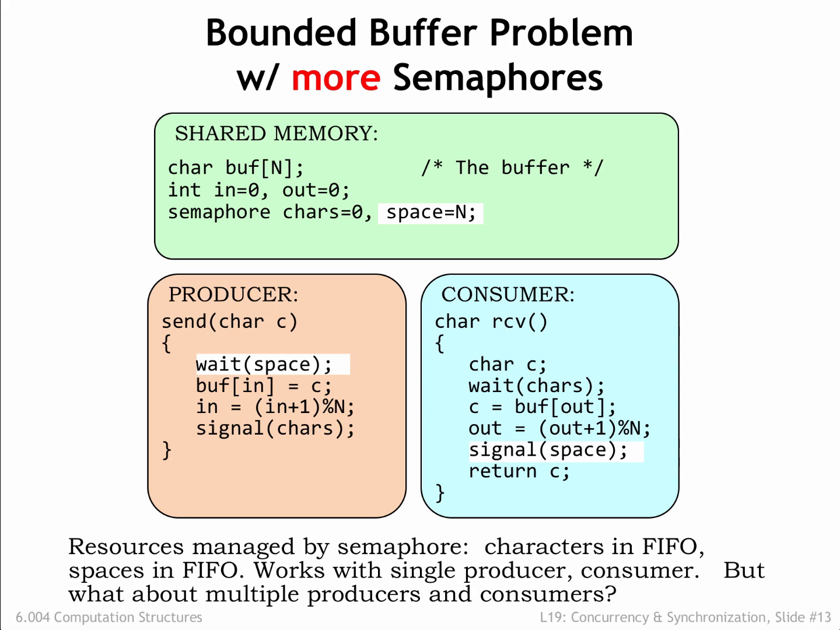There's a nice symmetry here. The producer consumes spaces and produces characters. The consumer consumes characters and produces spaces. Semaphores are used to track the availability of both resources, in other words, characters and spaces, synchronizing the execution of the producer and consumer. This works great when there's a single producer process and a single consumer process. Next, we'll think about what will happen if we have multiple producers and multiple consumers.